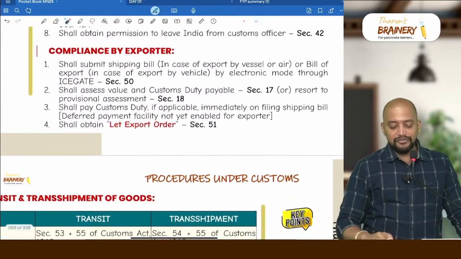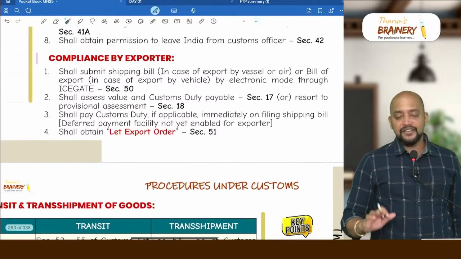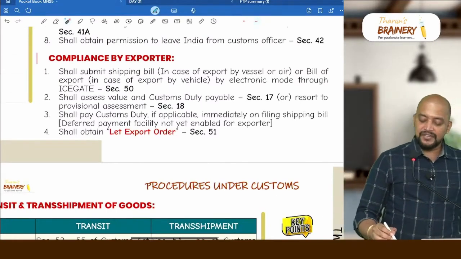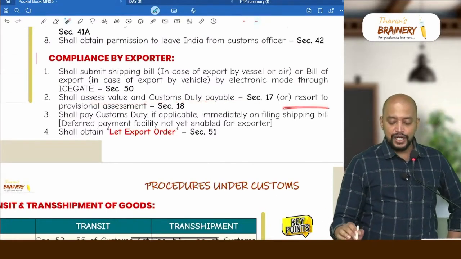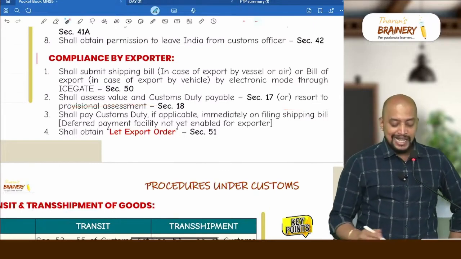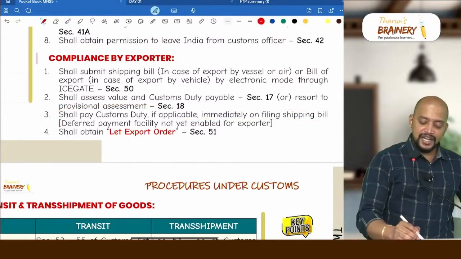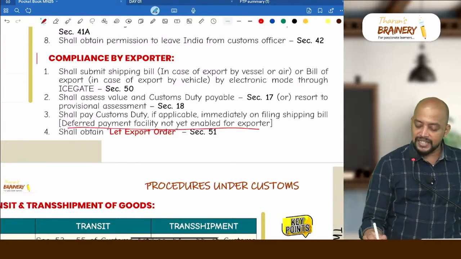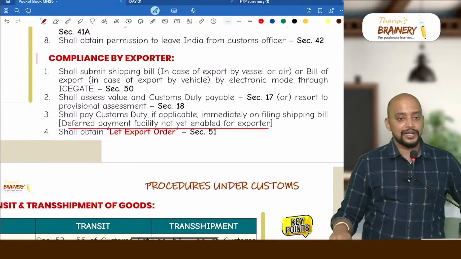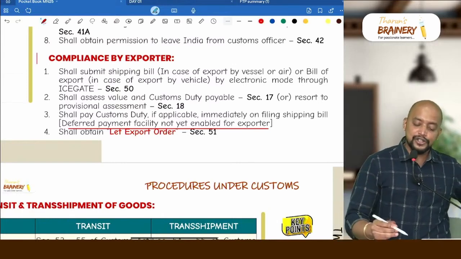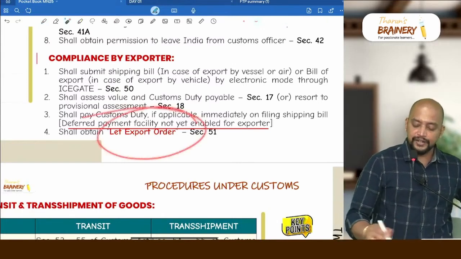What is the compliance to be followed by the exporter? Simple, they will just file the shipping bill or bill of export, and then they will assess the value and pay the customs duty, or they can go for provisional assessment. They will pay the duty, if applicable, immediately on filing the shipping bill. Very, very important, deferred payment facility is not enabled for the exporter. It is only for the importer, not for the exporter, and they shall obtain the let export order for taking the goods out of India.